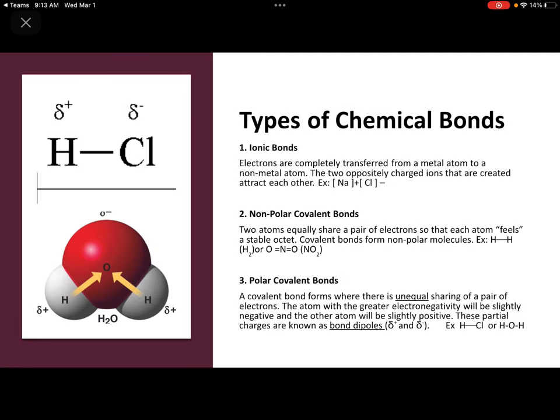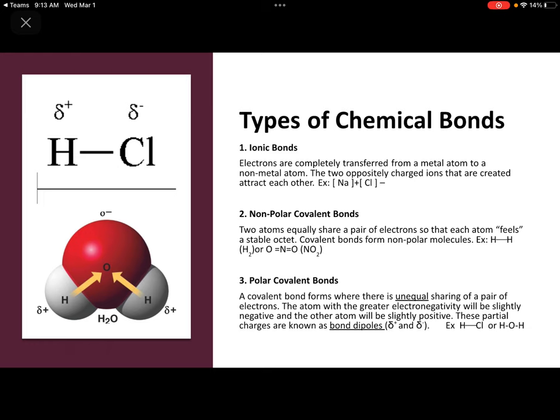So there are different types of chemical bonds. We either have ionic bonds, non-polar covalent bonds, or polar covalent bonds. When we are looking at ionic, that's when your electrons are completely transferring from one to the other. We have non-polar covalent, and that's when you're equally sharing the electrons in order to be stable.